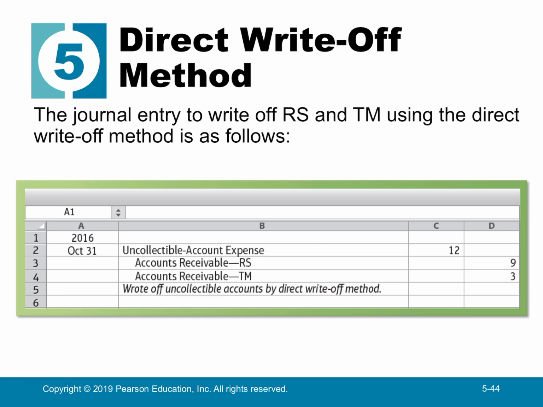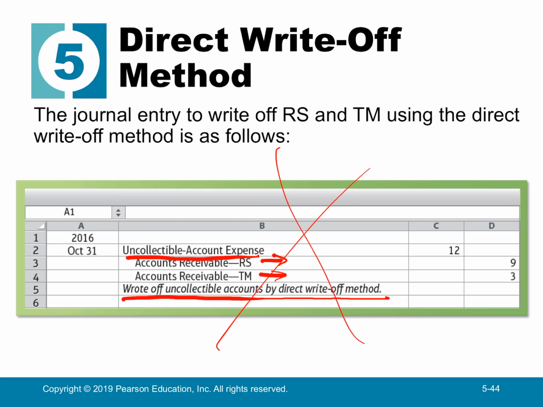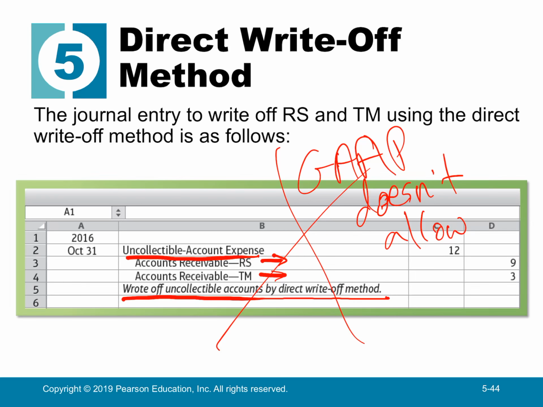And this is how it would work if it were to be allowed, right? You would just record uncollectible account expense at the time when the accounts went bad, right? So this is writing off by the direct write-off method. Again, not allowed. GAAP doesn't allow it.